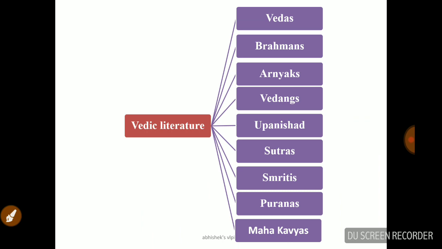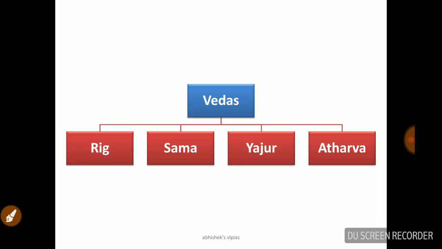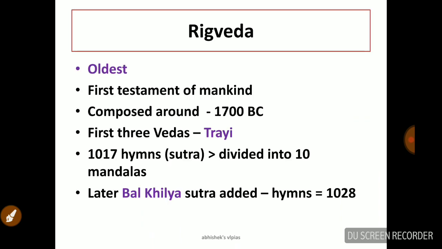So I am dealing with the Vedas first. In this session we will discuss the Vedas, and everyone knows that there are four types of Vedas: Rig Veda, Samaveda, Yajurveda, and Atharva Veda. We will go through them one by one clearly. Let us talk about the Rig Veda first.